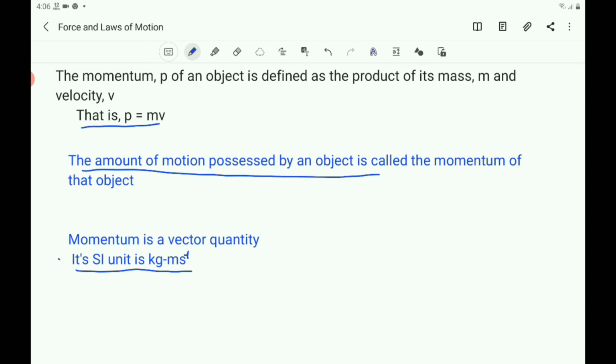Since the application of an unbalanced force brings a change in the velocity of the object, it is clear that force also produces a change of momentum. You know that to change the velocity, force is required, an unbalanced force. Therefore, you can say that force also produces change of momentum. Momentum also changes by the force.